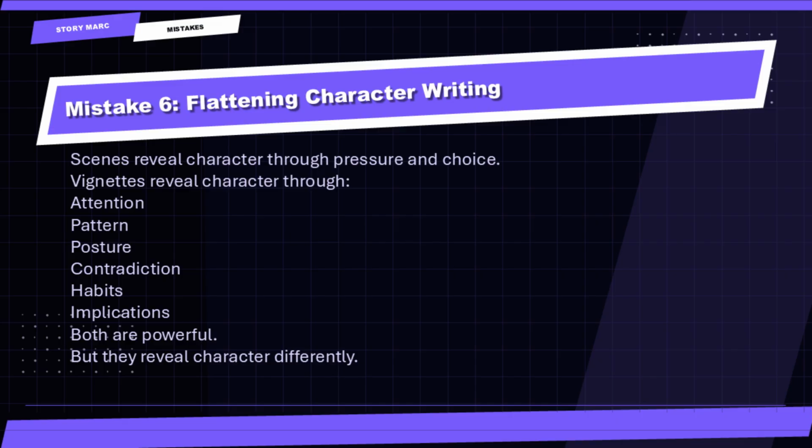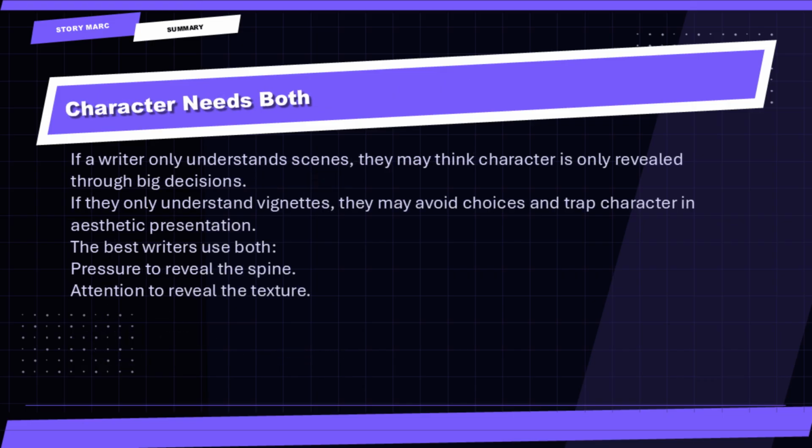6. Flattening character writing. Scenes reveal character through pressure and choice. Vignettes reveal character through attention, pattern, posture, contradiction, habits, and implications. Both are powerful. But if a writer only understands scenes, they'll only think that a character is revealed through big decisions. And if they only understand vignettes, they may avoid choices and keep a character trapped in aesthetic presentation. The best writers use both: pressure to reveal the spine, and attention to reveal the texture.